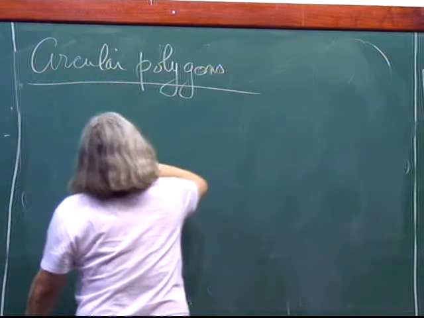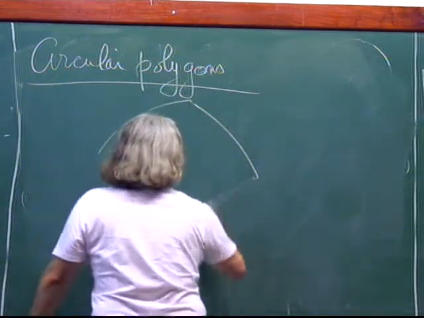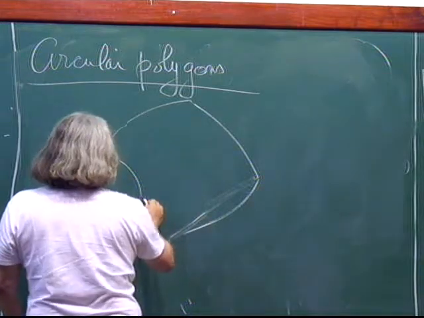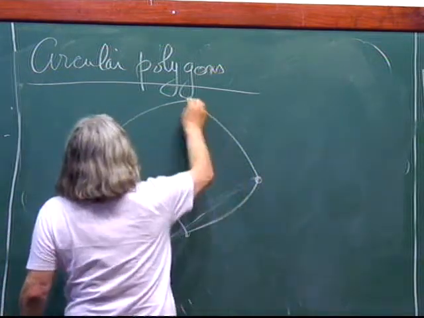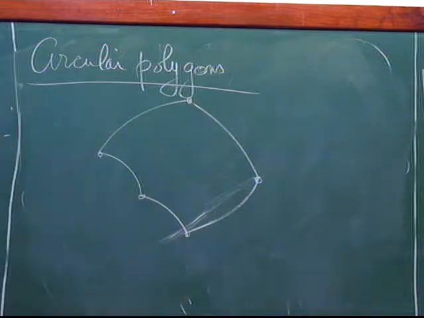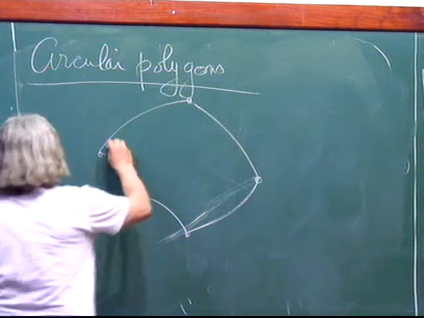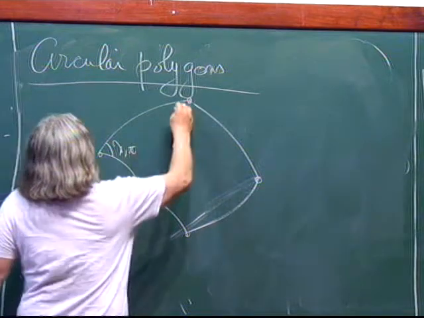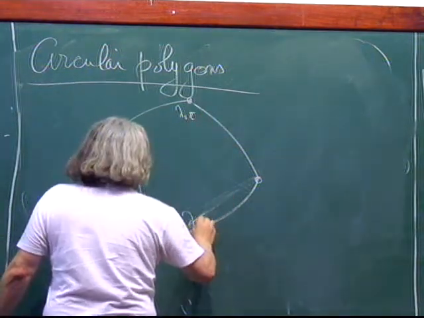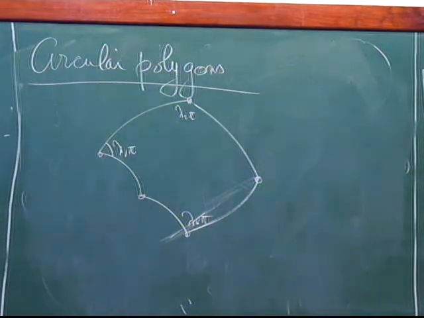So now you have something like that. You have a polygon, but the sides now are not segments anymore. The sides are circular arcs. And now you again have angles, lambda 1 pi, lambda 2 pi, lambda n pi. And I think you understand that you have much more freedom for circular polygons than for polygons, because you can connect the vertices by circles, and circles have more degrees of freedom than segments.